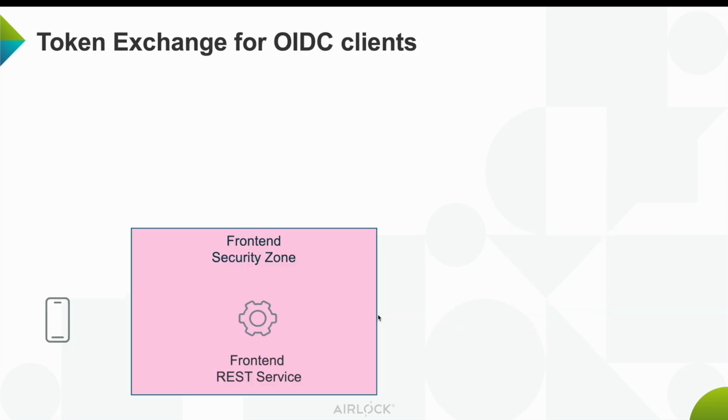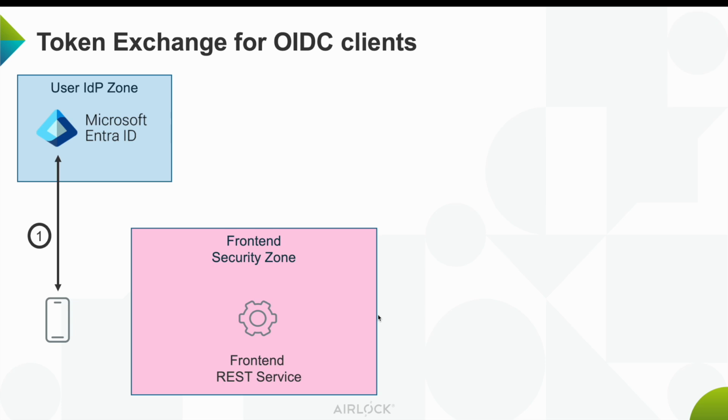The following slide illustrates the steps for an OIDC-aware device to access a front-end REST service in the front-end security zone. In the first step, the OIDC-aware device authenticates against a user IDP and finally receives a blue access token from the OIDC provider. Next, the device sends an HTTP request with the blue token to access the front-end REST service.